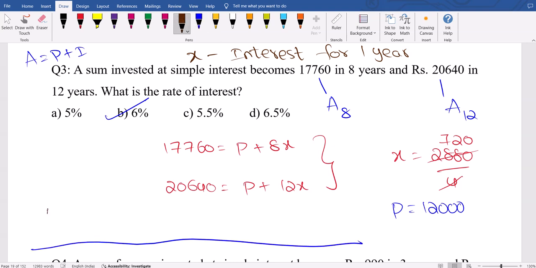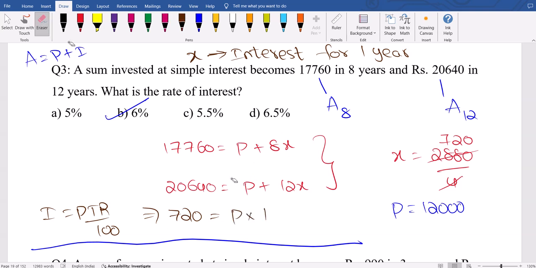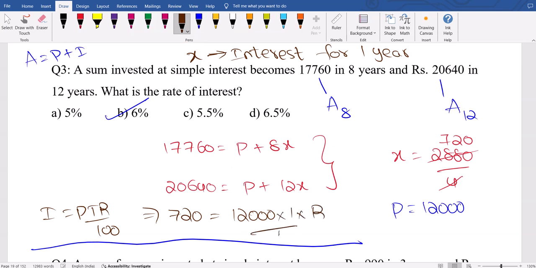I equals PTR over 100, you can apply, right? Interest here is 720, for time of 1 year. Principal you got, 12,000. Interest is 720 for 1 year. Rate of interest you don't know. So these two zeros cancel, this zero cancels. 72 divided by 12, we'll get 6%.